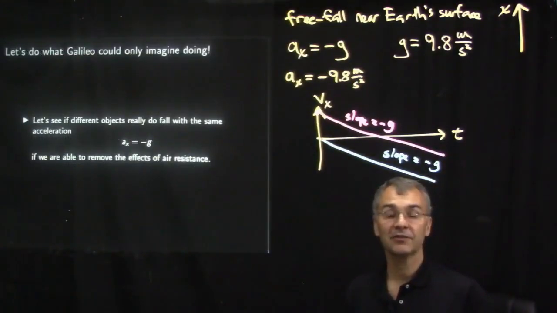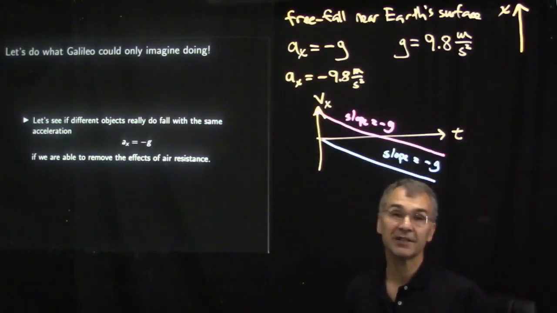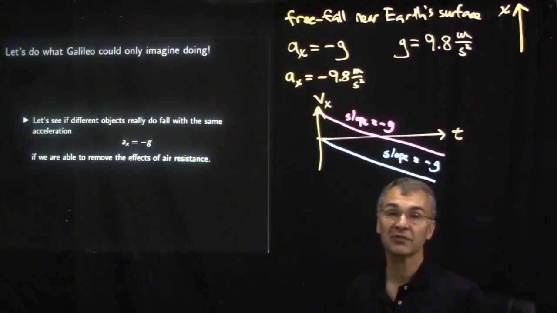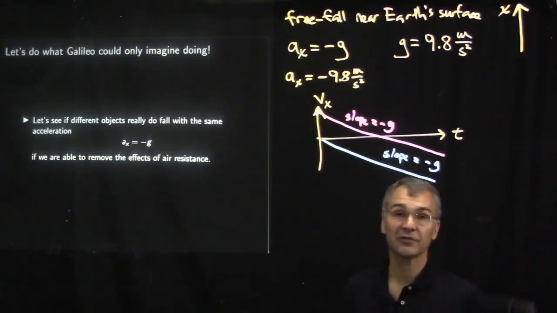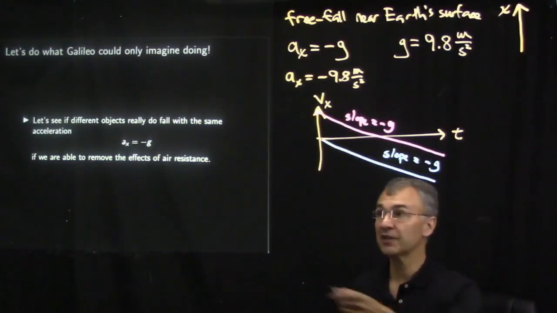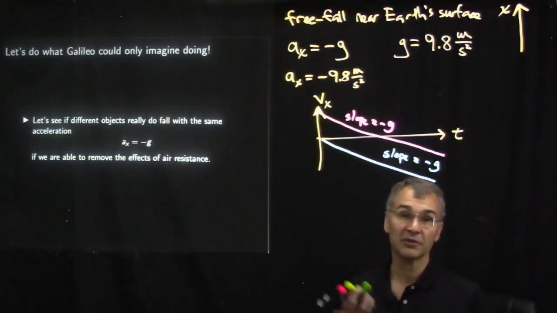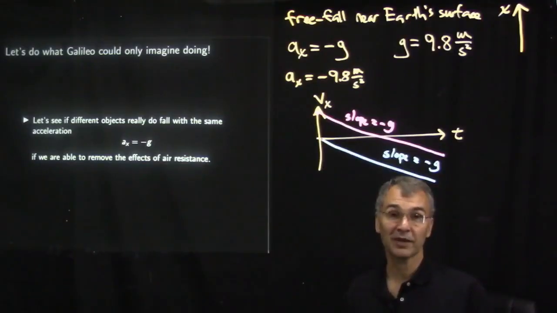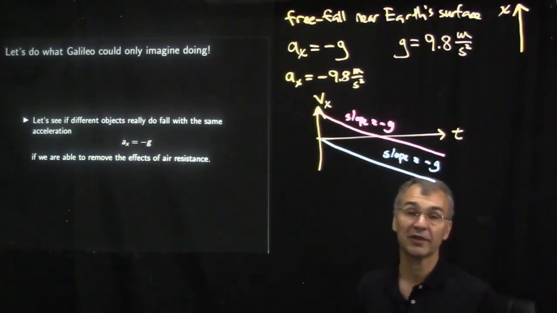Now let's take a little video break and do something that Galileo could only imagine doing. Let's see if different objects really do fall with the same acceleration, a sub x equals minus little g, if we're able to remove the effects of air resistance. So we'll take a little break and watch a demonstration where we will see different things appear not to obey this rule that a sub x is minus g, and then we'll see that if we get the air out of the way, we revive the statement that a sub x equals minus g.